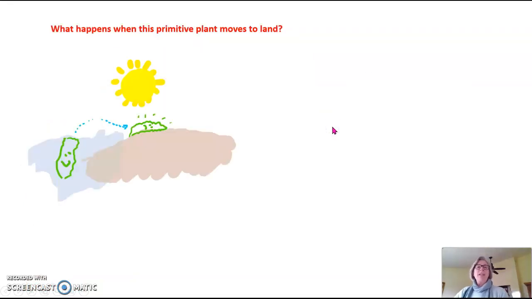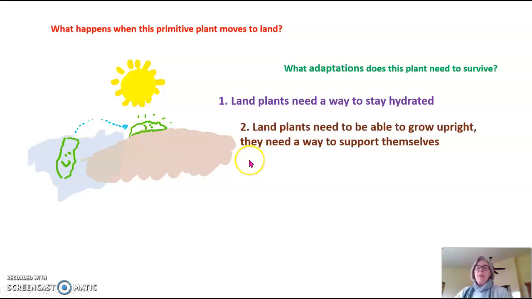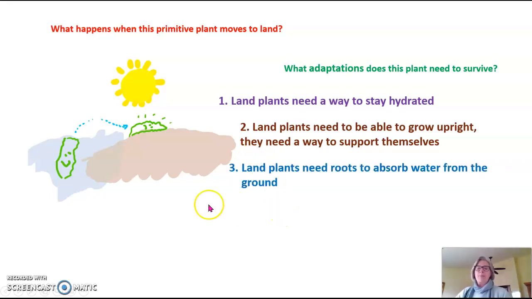So what happens when this primitive plant moves to land? What adaptations is this plant going to need in order to be able to survive? Well, it's going to need to have a way to stay hydrated because this original plant was surrounded by water, but on land it wouldn't be surrounded by water and it would quickly dehydrate. They would also need to be able to grow upright. They need a way to support themselves without the pressure of the water around them.